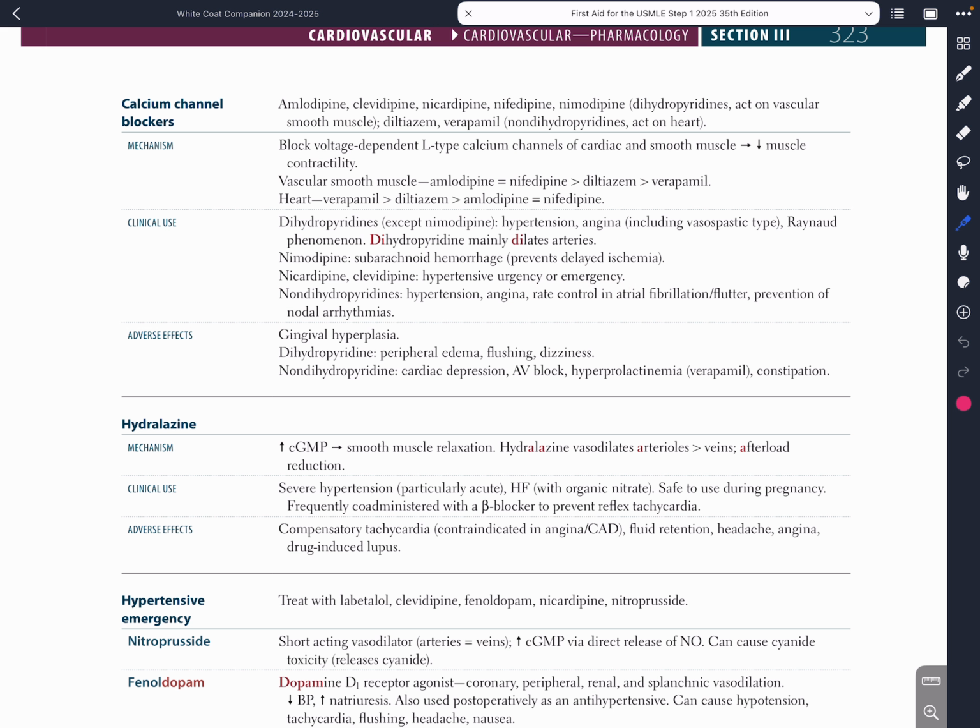Non-dihydropyridines like diltiazem and verapamil are used in hypertension, angina, rate control in AFib, atrial fibrillation, flutter, and prevention of non-nodal arrhythmias. Atrial fibrillation is very common. Atrial flutter is not very common. Atrial fibrillation needs to be controlled because it can lead to ventricular fibrillation. Ventricular fibrillation means death. So you need to prevent this by giving a non-dihydropyridine calcium channel blocker like diltiazem or verapamil.